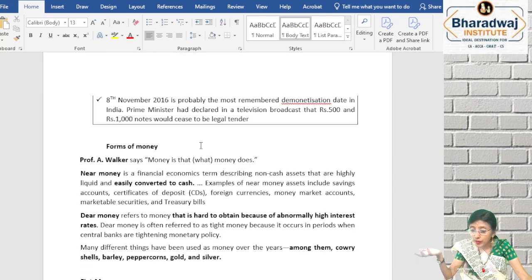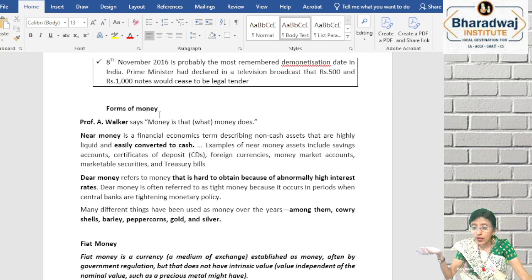Now, forms of money, definitions. Walker, repeated question: money is what money does. What is near money? What is dear money? Near money is that which is not in cash but easily convertible into cash. Dear money is getting money at a very high rate of interest.